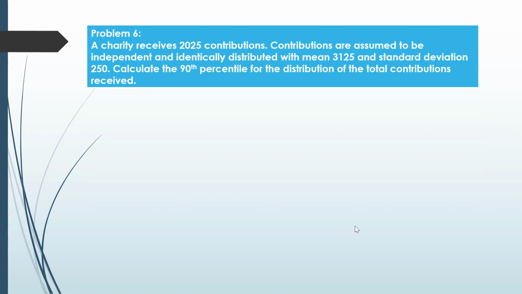Problem number 6. A charity receives 125 contributions. Contributions are assumed to be independent and identically distributed with mean 3,125 and standard deviation 250. Calculate the 90th percentile for the distribution of the total contribution received. So this question asks for the total contribution received. That means the summation of the 125 random variables.